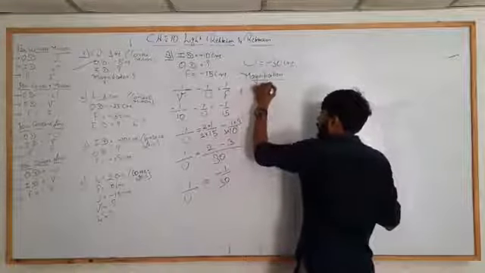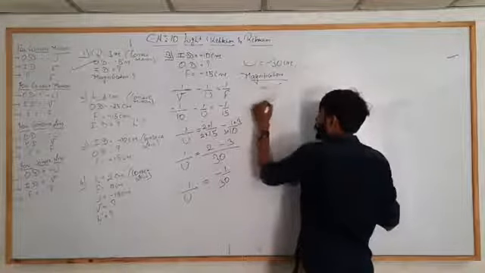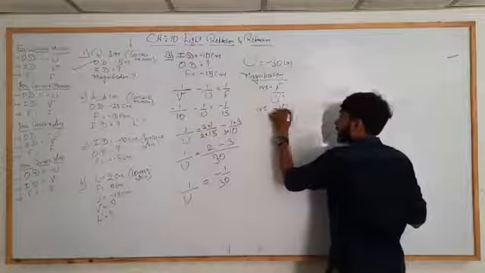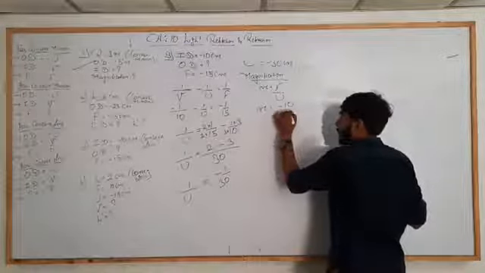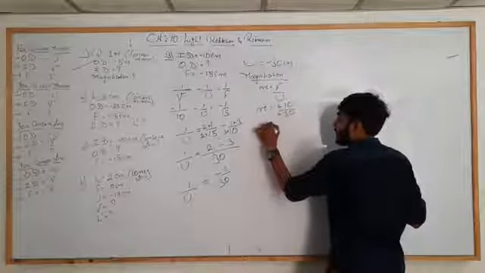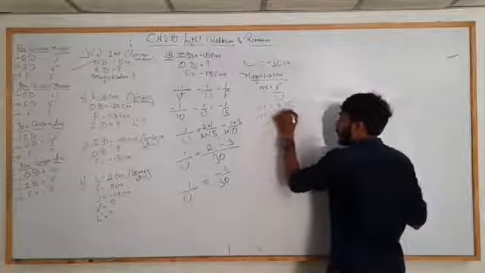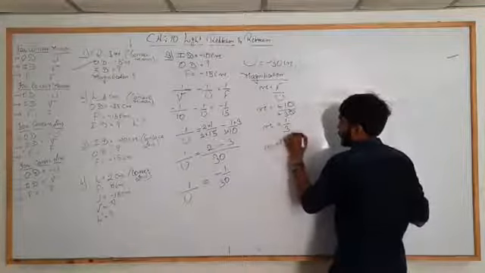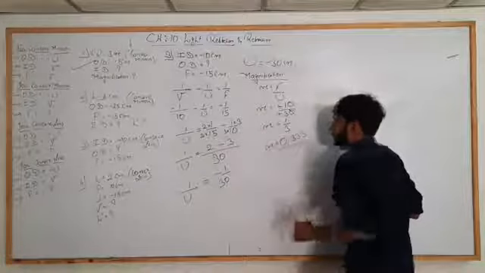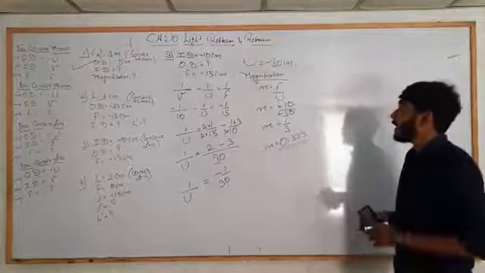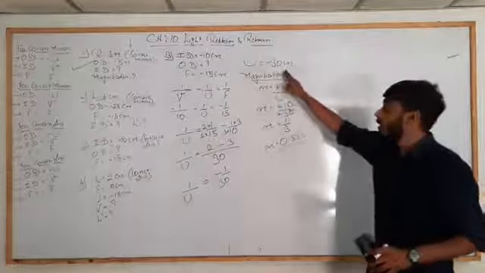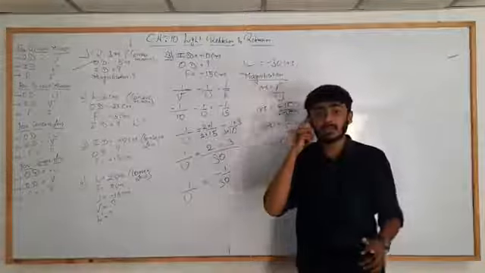That was M is equal to V upon U. So M is equal to, what is V? Minus 10. What is U? Minus 30. Minus gets cancelled out, and so M is 1 upon 3, that is 0.333. Okay, so magnification.